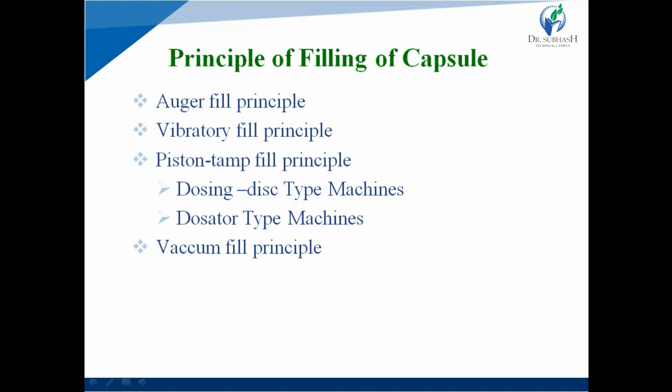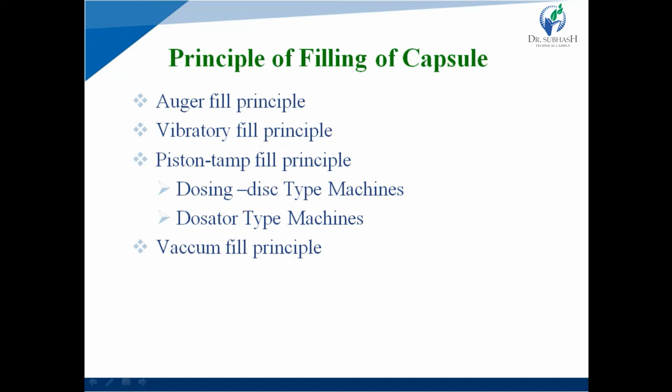Piston tamp principle can be explained by two types of machine. First one is dosing disc type machine and second one is dosator type. In dosing disc type machine, examples are Hoflinger Karg and Harro Hoflinger. In the design and working of Hoflinger Karg, the dosing disc, which is placed at the bottom of the filling chamber, has many cavities poured in it. A stopper plate is present below this disc and it is slidable and works as a stopper of powder.